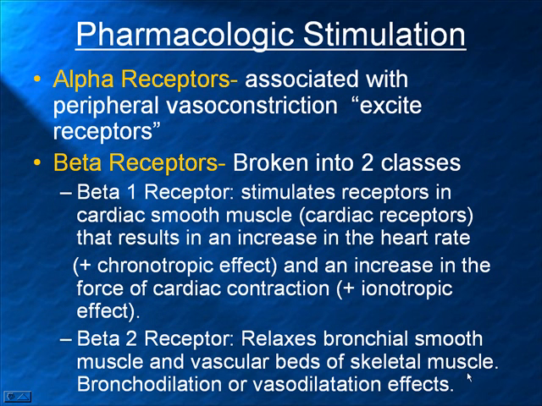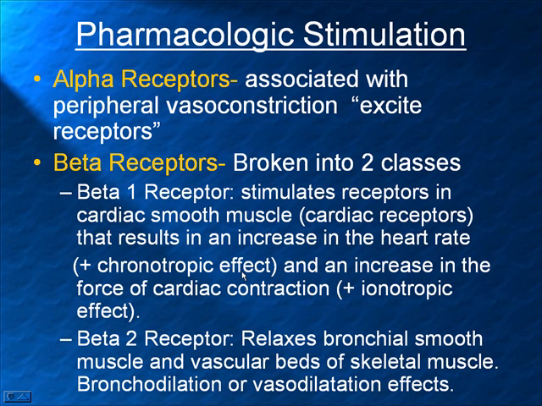The beta receptors are broken into two classes: beta 1 receptors, which stimulate receptors in the cardiac smooth muscle, so we can think about the heart when we think of beta 1, and that results in an increase in heart rate, which is known as a positive chronotropic effect, and an increase in the force of cardiac contraction, which is known as a positive inotropic effect. When we deliver a bronchodilator, we would like it to have a minimal amount of beta 1 activity. In other words, we would not want it to have an increase in heart rate or an increase in heart force as a side effect of the bronchodilator drug.